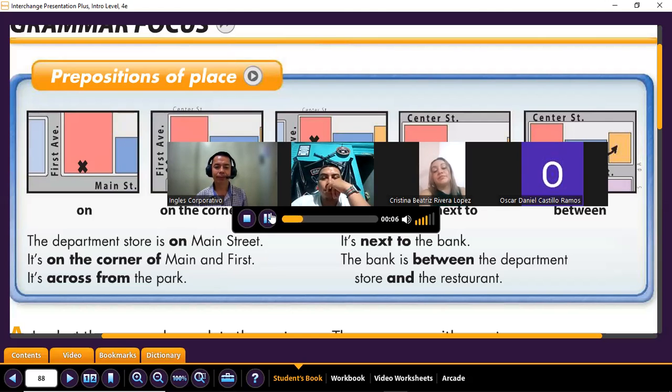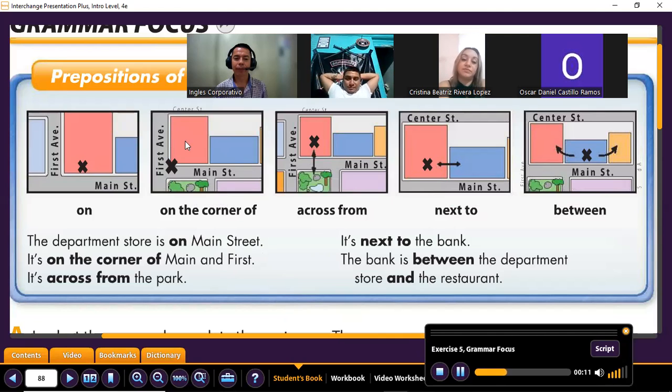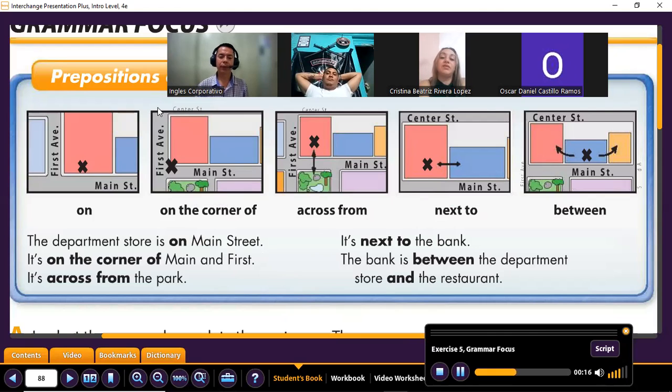Prepositions of place. On the corner of, across from, next to, between. The department store is on Main Street. It's on the corner of Main and First. It's across from the park. It's next to the bank. The bank is between the department store and the restaurant.